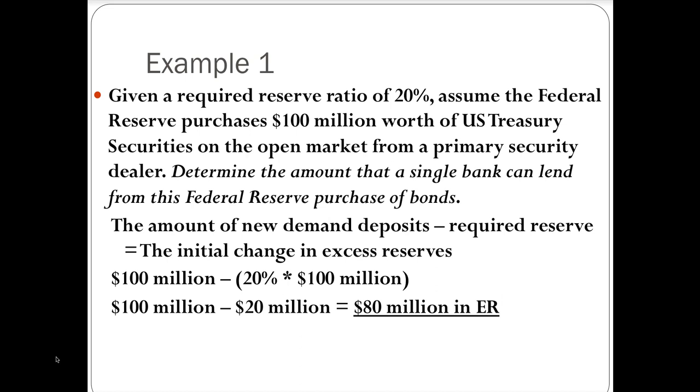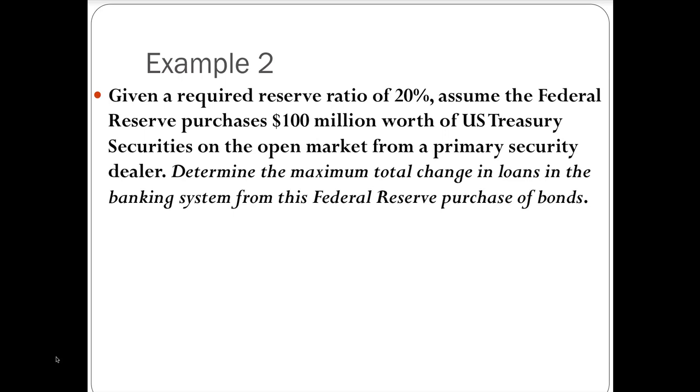So this bank has $20 million of required reserves. That's how much they have to hold. They have to hold 20% of that $100 million. But then if you take that total reserves minus the required reserves, you get $80 million in excess reserves. And that's the amount that this single bank can go ahead and lend out. Now let's take a look at the second part of the problem.